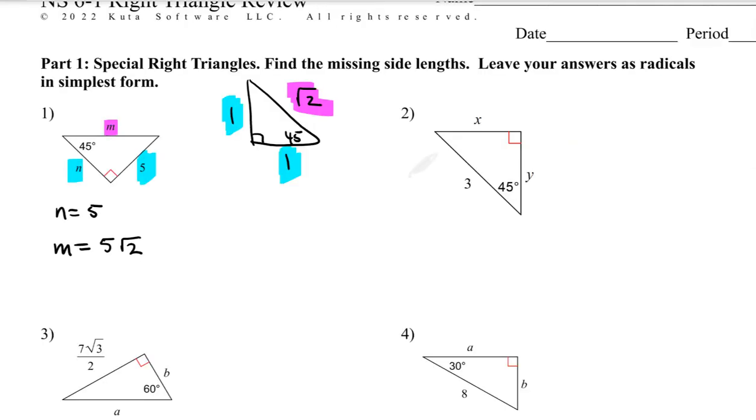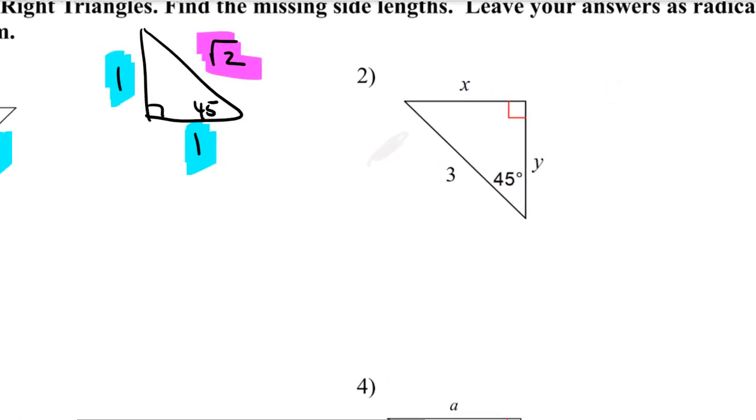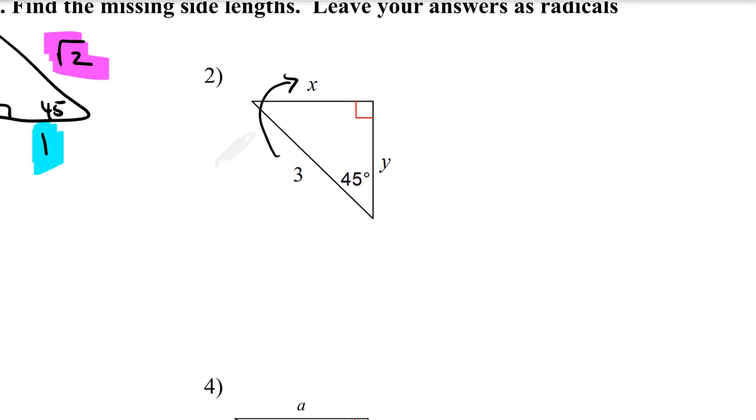Easy peasy lemon squeezy. All right, now in this one, we're starting off with the hypotenuse. When you're given the hypotenuse, that means you're going to have to go backwards. So if I know the hypotenuse is 3, to find either x or y, because they're both going to be the same thing since they're legs, I'm going to take the hypotenuse, whatever that is, and divide it by square root of 2. But we're not going to just divide by square root of 2, because that's not good. So we have to rationalize that.